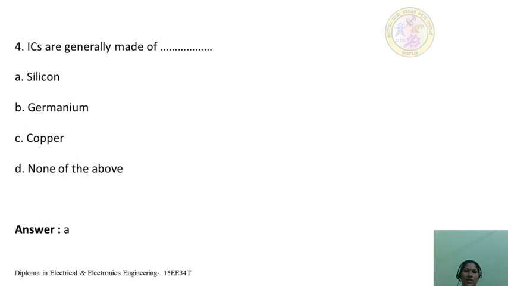Next question. ICs are generally made of option A, silicon, option B, germanium, option C, copper, option D, none of the above. Copper is purely a good conducting material. Option B, germanium, is also a semiconducting material. Option A, silicon, is also a semiconducting material. So the right answer lies between options A and B. While I was explaining the construction of the IC, I told that ICs are usually made up of silicon materials. Hence the right answer for this question is option A, that is silicon.